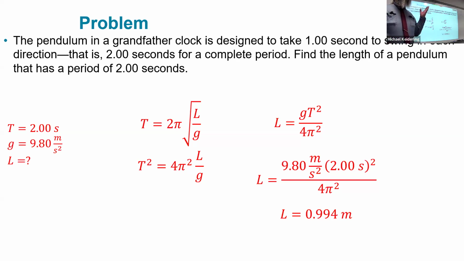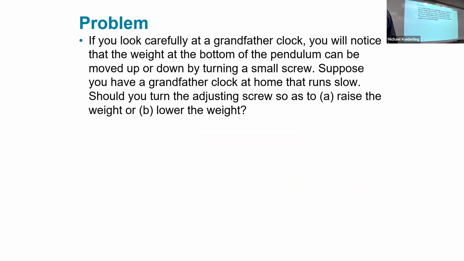And if you need to adjust the pendulum on a grandfather clock, if your clock is running too slow, you raise the pendulum up, you shorten the length to make it run faster. If it's running too fast, you lower the pendulum down. You lengthen the length to make it run slower. If you look carefully at a grandfather clock, you'll notice the weight at the bottom of the pendulum can be moved up or down by turning a small screw.